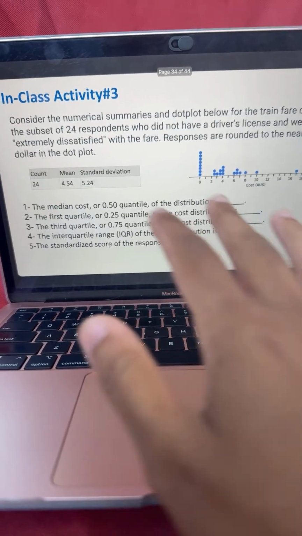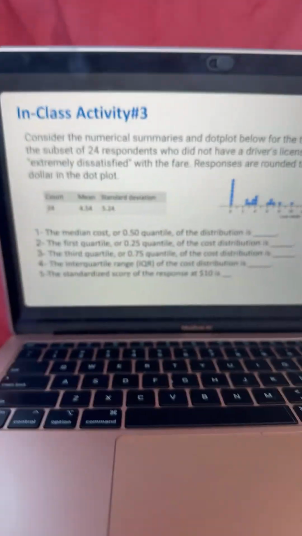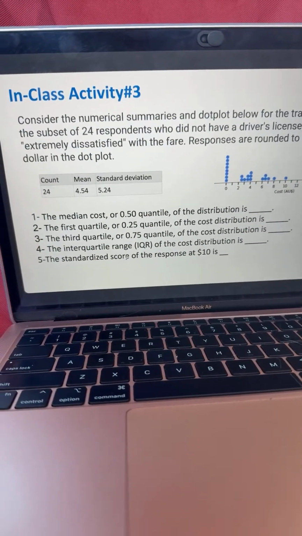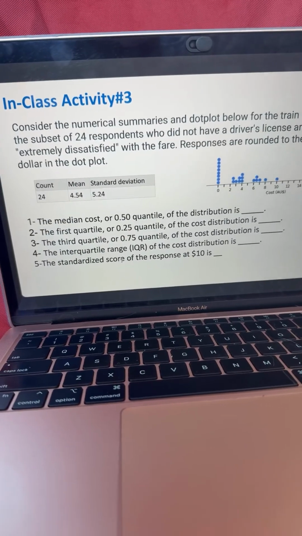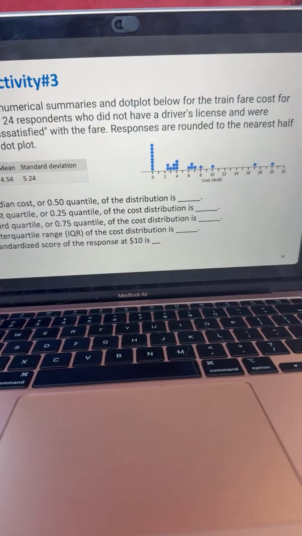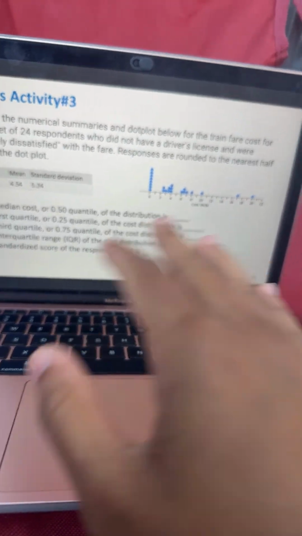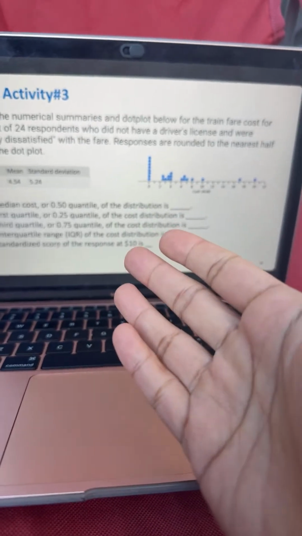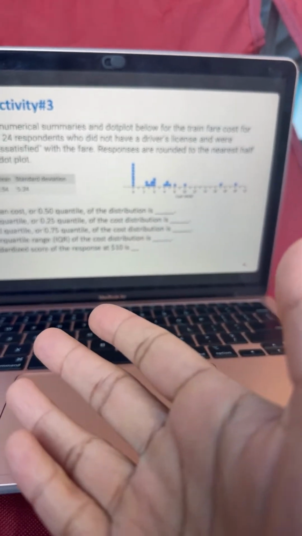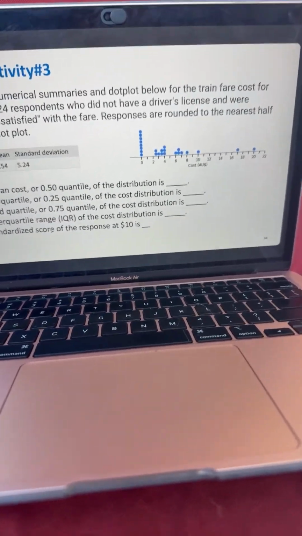Oh, wait, hold on. No answers yet. So x is 24, I'm assuming. 24 minus 4.54 would be 19.46, divided by 5.24, which is around 4, but a bit higher than that because 19 is smaller than 20. So something around there.